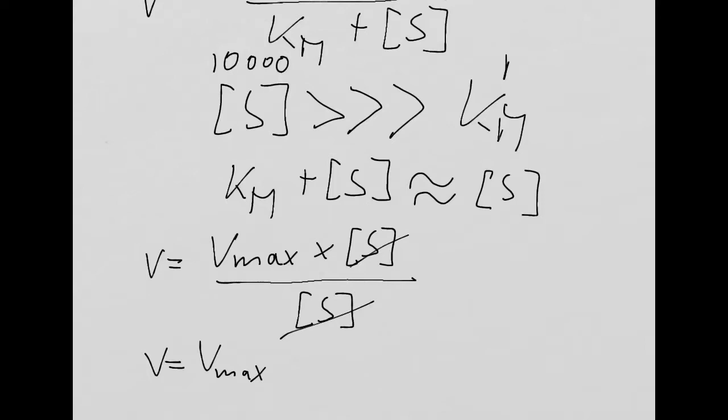Now, if I leave my enzyme concentration all the way constant in all the experiments, I can actually treat Vmax like a constant.